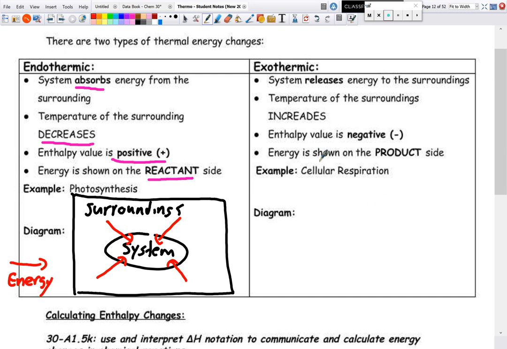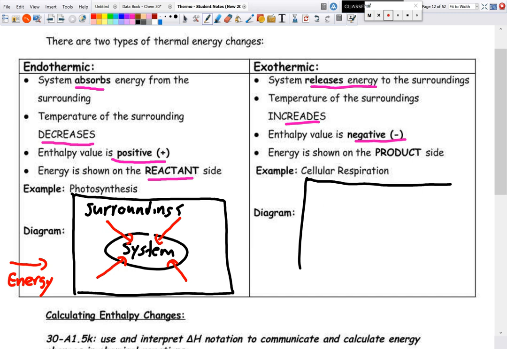All right, so that is why, if there's an endothermic reaction and you touch it and it feels cold, it's because energy is leaving your hands and going into the reaction. Now that's opposite from our exothermic reactions, where the system, our reaction, releases energy into the surroundings. So the temperature of the surroundings increases, and the enthalpy value is going to be negative. And the energy is shown on the product side. Now, our examples that you need to remember are cellular respiration and, of course, combustion reactions.